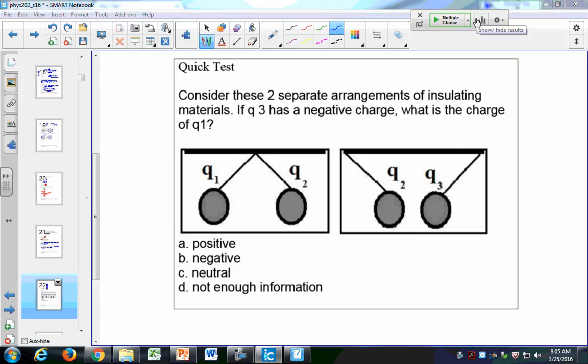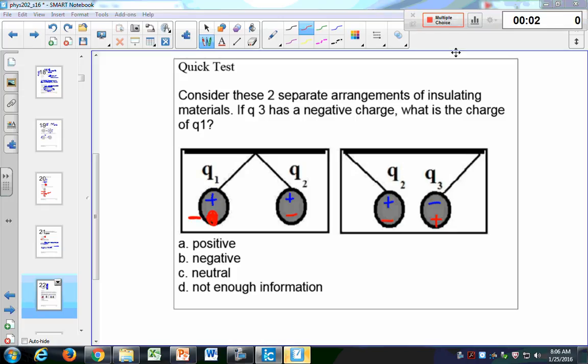All right, so let's look first. Let's say Q3 would be negative. That would mean Q2 is what? Positive. So if Q2 is positive, what must Q1 be? Positive. Well, let's imagine that Q3 instead was positive. What would Q2 be? Negative. So if Q2 is negative... All right, I'm going to try again.